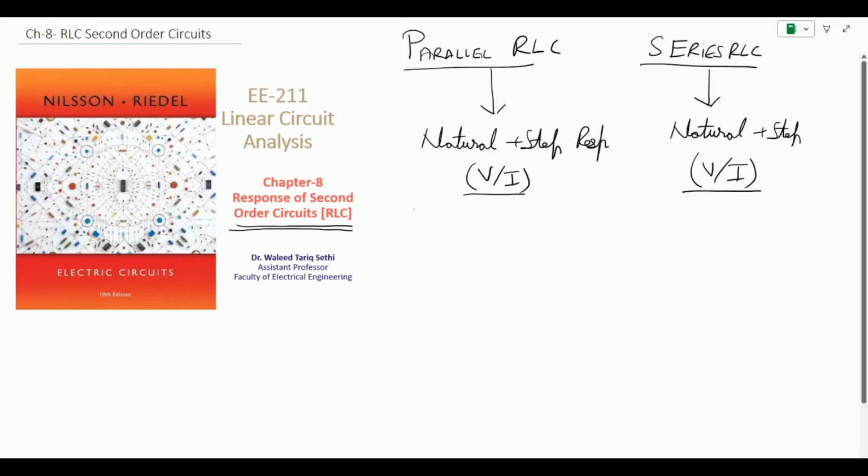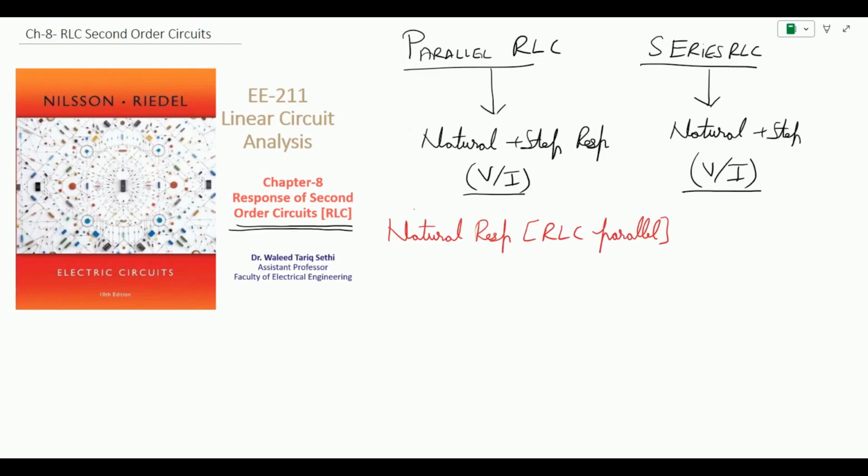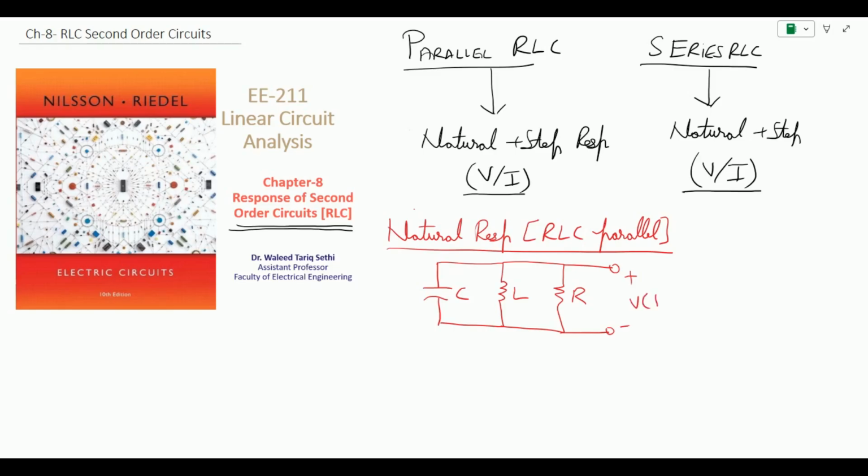So if we look at the natural response of a parallel RLC circuit, it will have the following configuration, where we'll have the capacitor, the inductor and the resistor connected side by side, which we call parallel to each other, and we are going to find the output voltage as a start for this natural behavior.